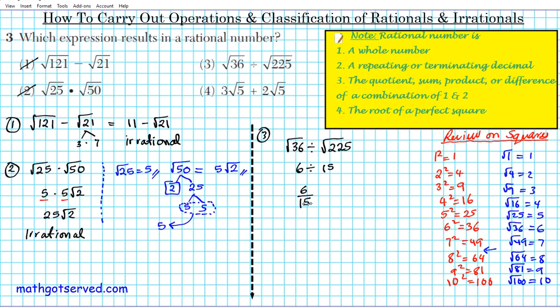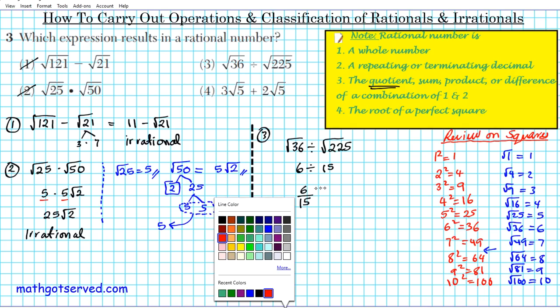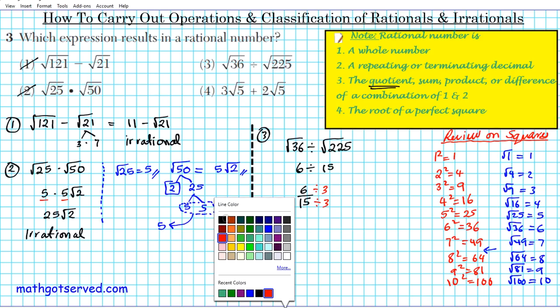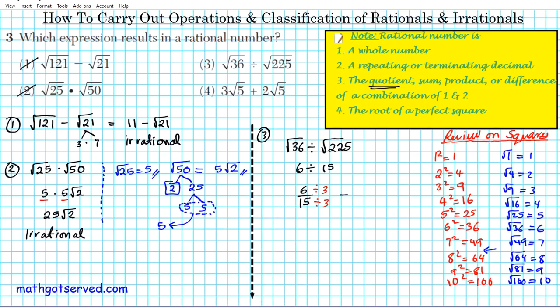Now, is this number rational or irrational? Remember we talked about this earlier. If you have two whole numbers expressed as a quotient, if you divide a whole number by a whole number, guess what? It's rational. We can simplify it further just for kicks. Divide by 3, divide by 3. In its simplest form, 6 divided by 3 is 2, 15 divided by 3 is 5. So a whole number divided by a whole number, it's rational. So ladies and gentlemen, this is the answer that we're looking for.